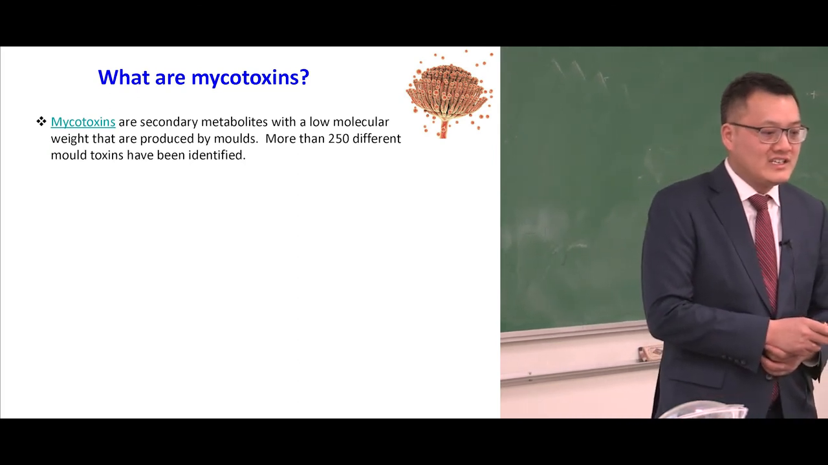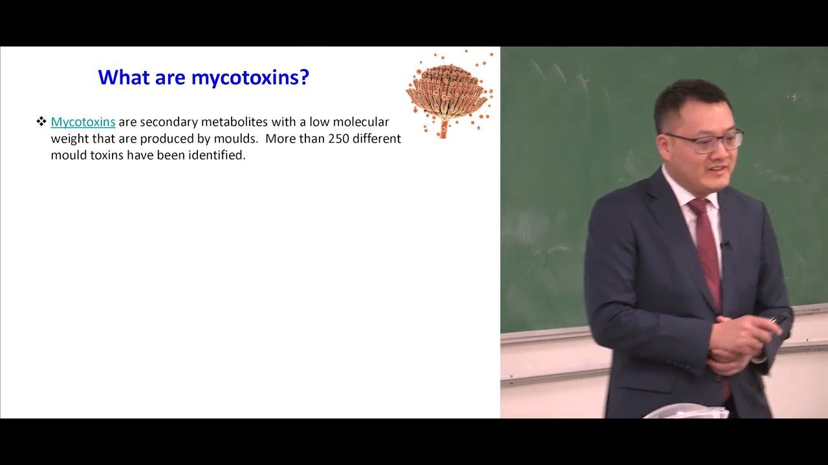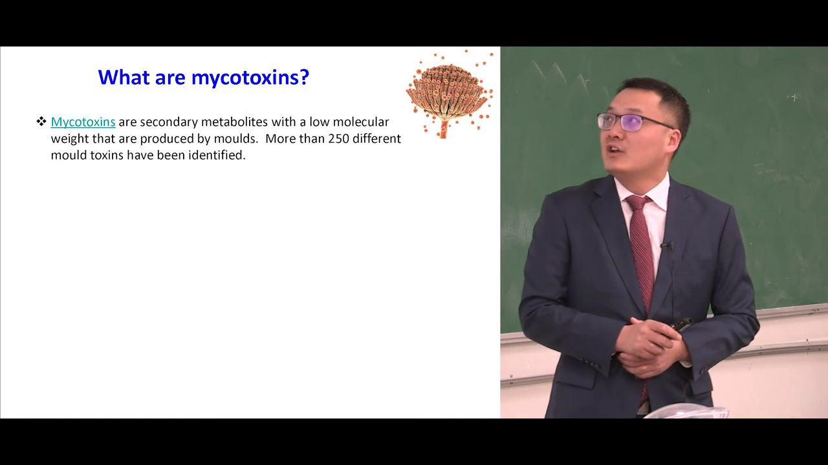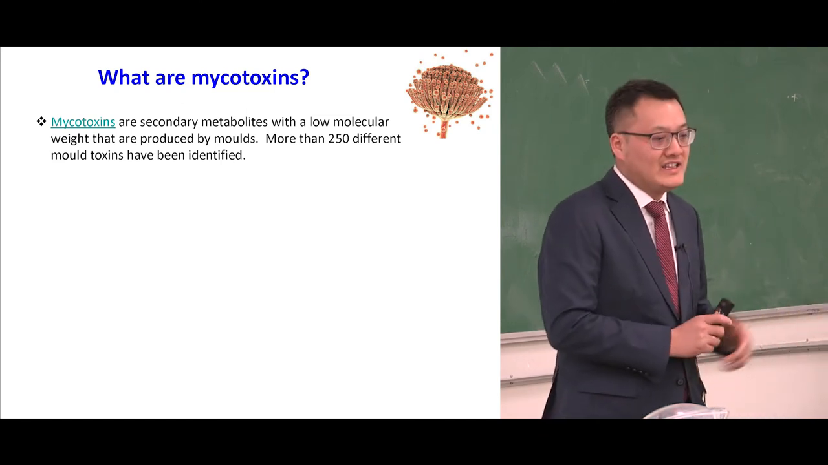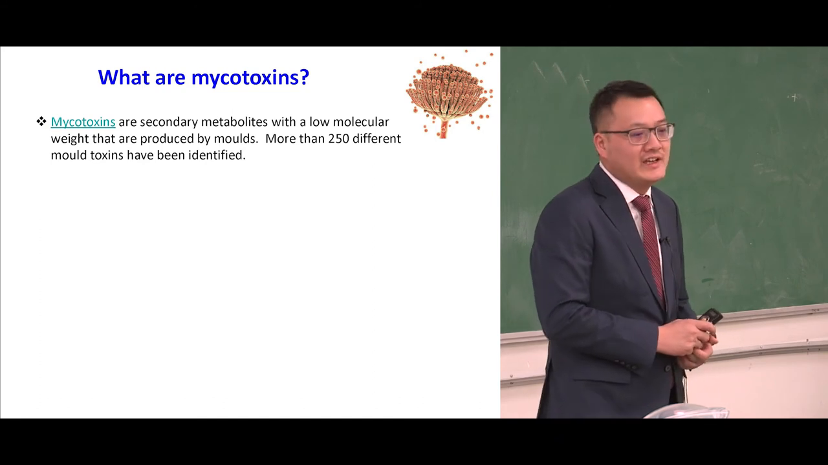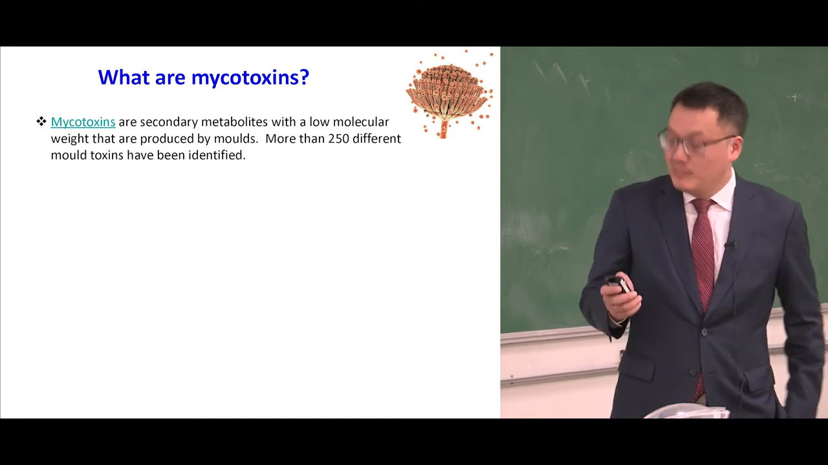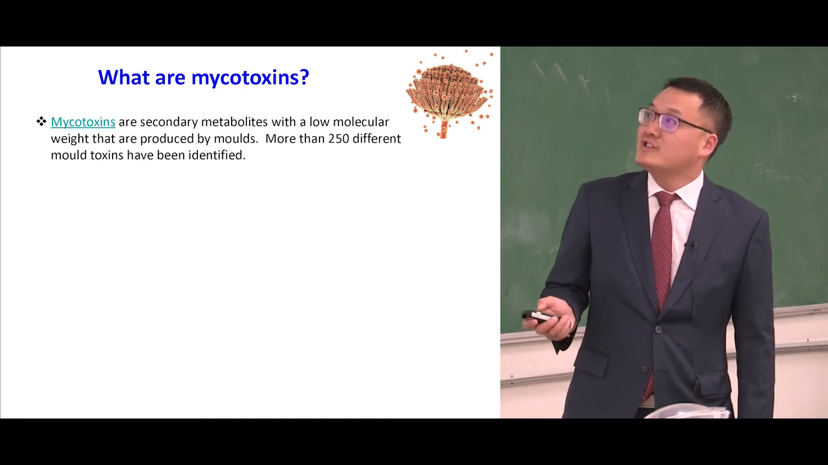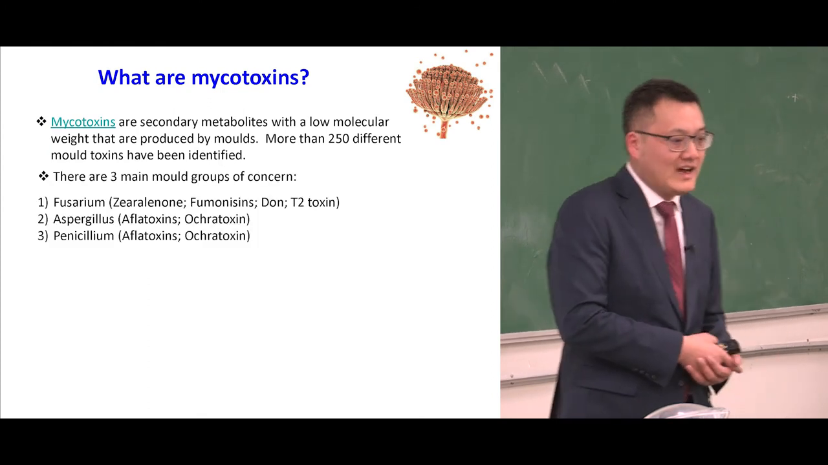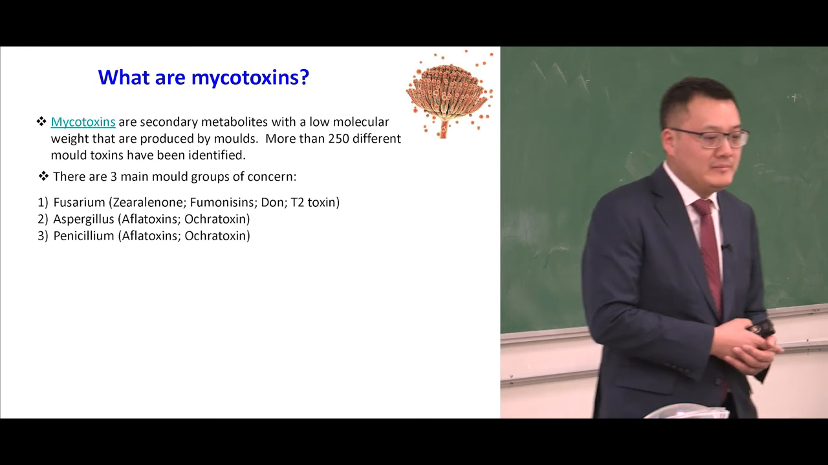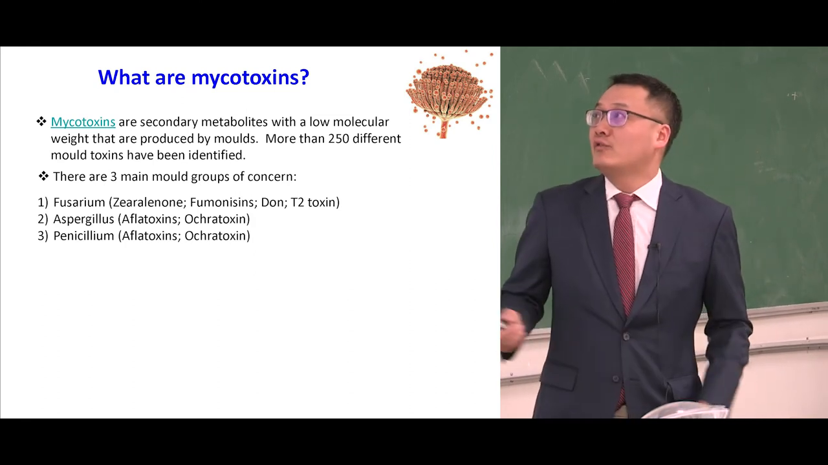Mycotoxins are secondary metabolites with a low molecular weight that are produced by mold. And not more than 250 different mycotoxins have been identified so far. There are three main mold groups of concern.